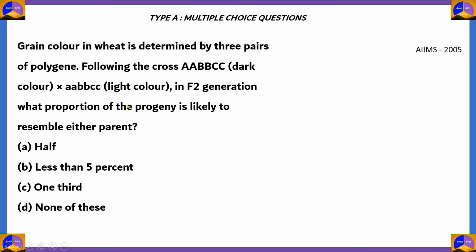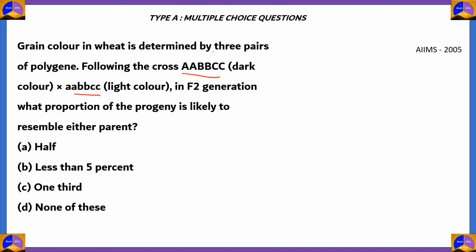Next question. Grain color in wheat is determined by 3 pairs of polygene following the cross capital A, capital A, capital B, capital B, capital C, which is the dark color, and small a, small a, small a, small b, small b, small b, and small b, small c, which gives us the light color in F2 generation. What proportion of the progeny is likely to resemble either parent?